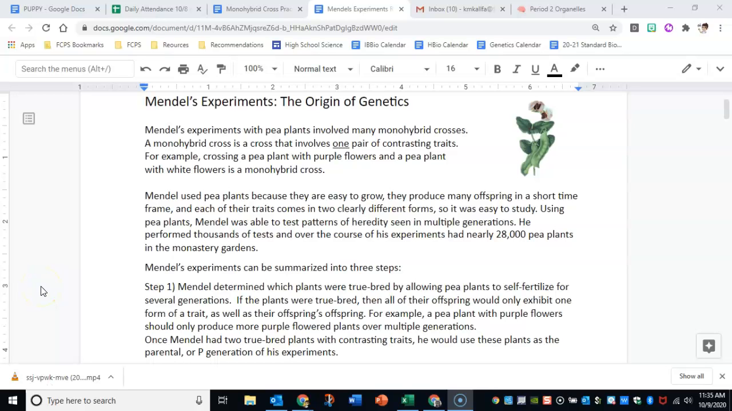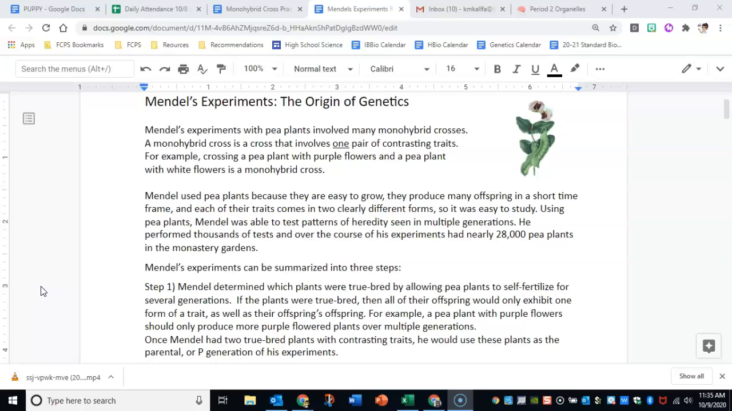Mendel's experiments, the origin of genetics. So Mendel's experiments with pea plants involved many monohybrid crosses. A monohybrid cross is a cross that involves one pair of contrasting traits. For example, crossing a pea plant with purple flowers and a pea plant with white flowers is a monohybrid cross.